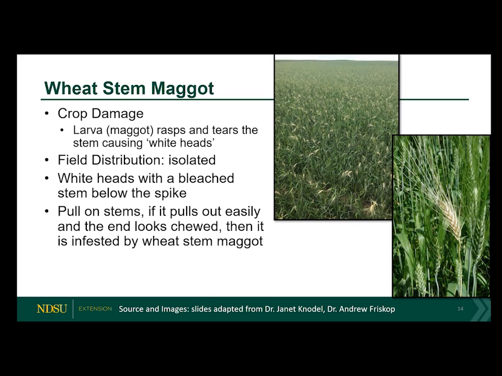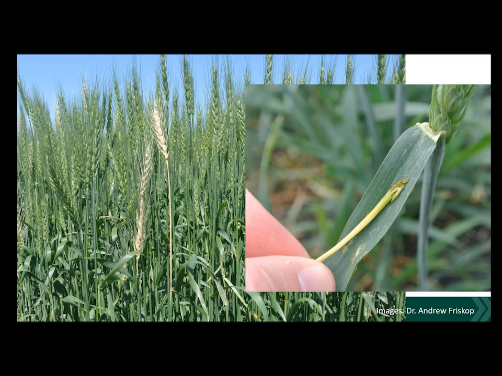So let's go out to the field. If you pull on your stem and it easily pulls out and it looks like it's chewed, then wheat stem maggot is the most likely cause. Right here, this stem has been pulled out, caught on another leaf there, but you can see it's more of a jagged piece. So that's wheat stem maggot.